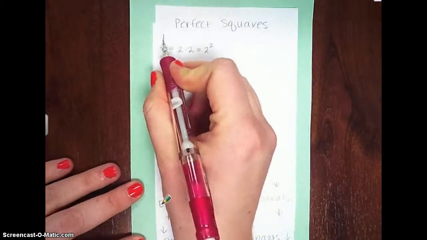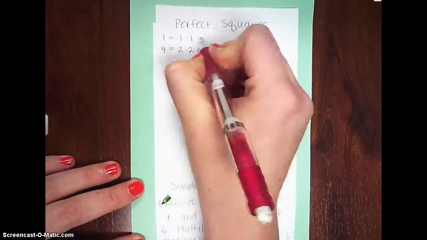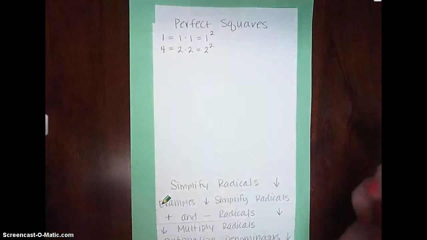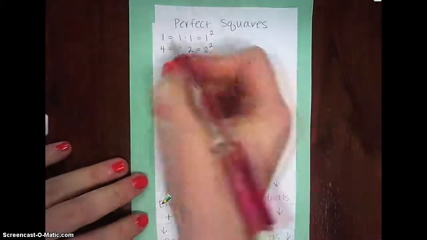Now the reason I have 1 on here is because 1 is a perfect square. We can do 1 times 1 or 1 squared. But a lot of people forget that 1 is a perfect square, so I want to make sure that we write it. Okay, so let's go to our next one.